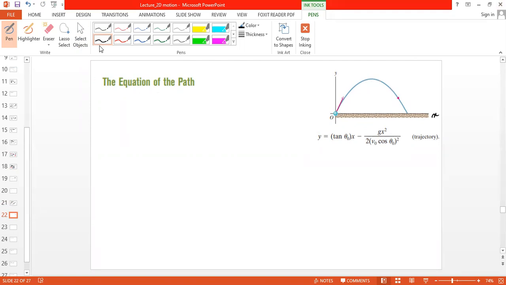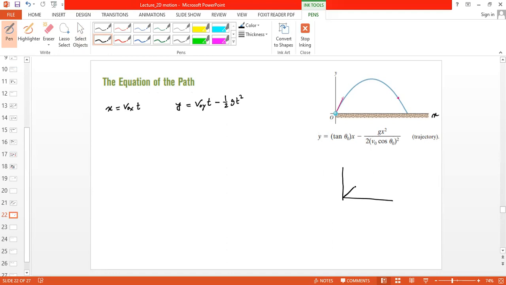As we know that, let's work with two equations, play with two equations. One is we know x equal to V naught x t, okay, and y equal to V naught y t minus 1/2 g t square. By the way, what is the value of V naught x and V naught y? V naught x and V naught y basically are the x and y component of the initial velocity.